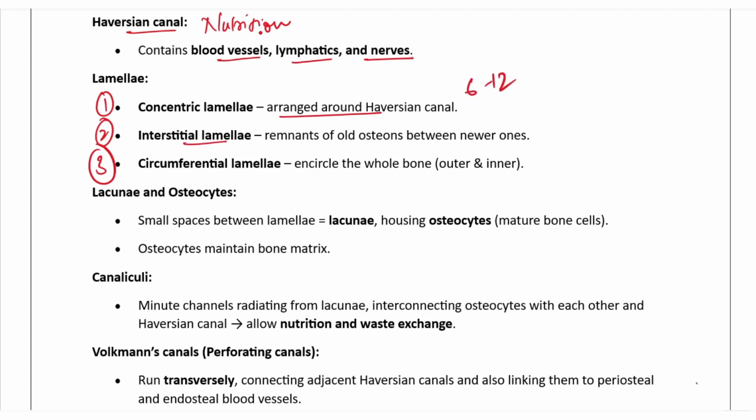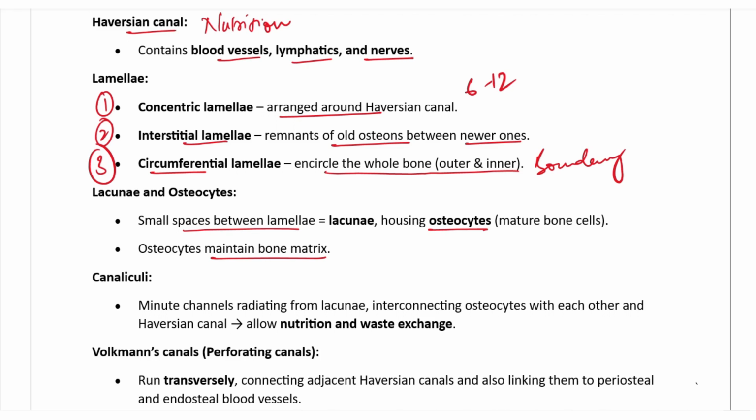Then we have interstitial lamellae. They are present in between the concentric lamellae, and consist of old osteons between the newer ones. Then we have the circumferential lamellae. They encircle the whole bone, that means they form a boundary. Coming to the lacunae and osteocytes. Lacunae are small spaces between the lamellae which contain osteocytes. They maintain the bone matrix.